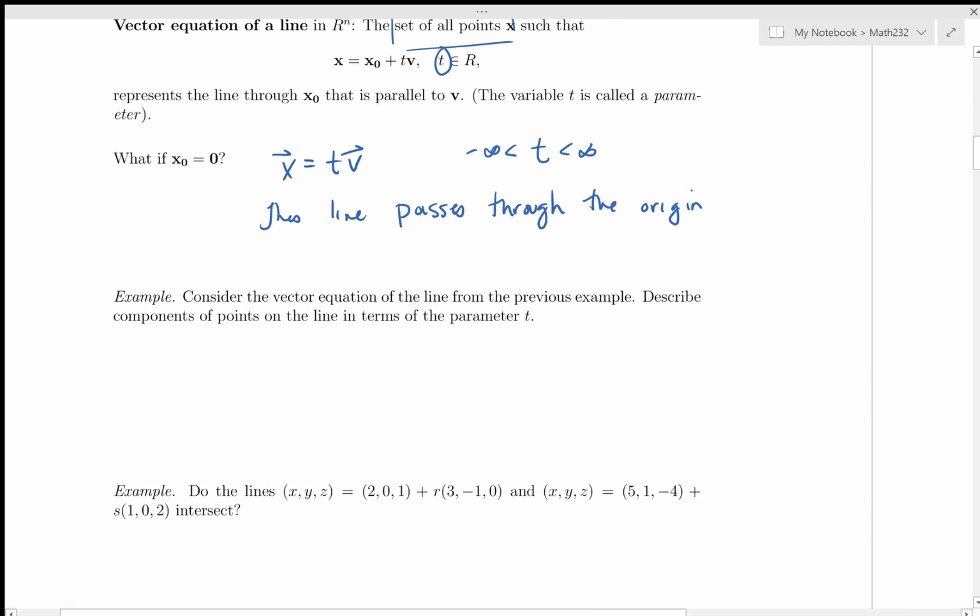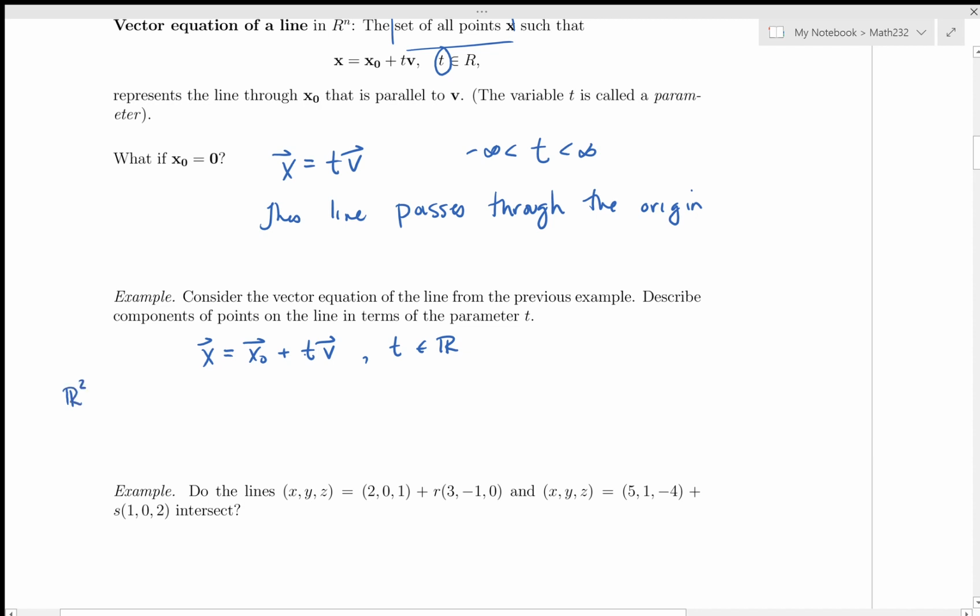Okay, let's consider this example that we've got. So we've got this description of the line looking like this, where t is some scalar.